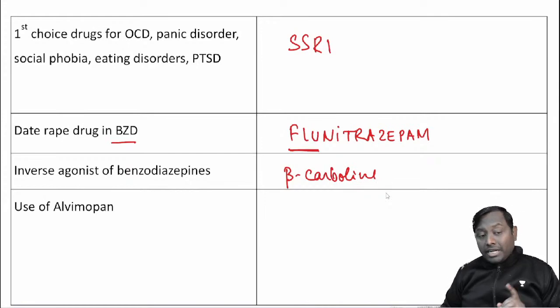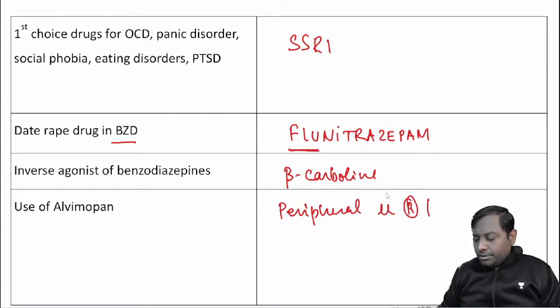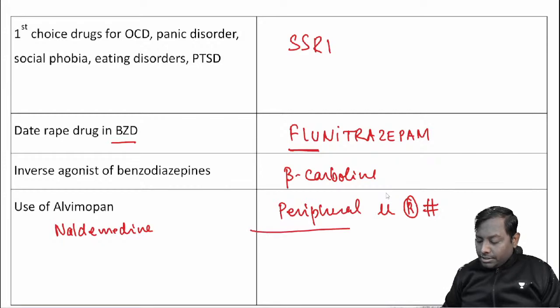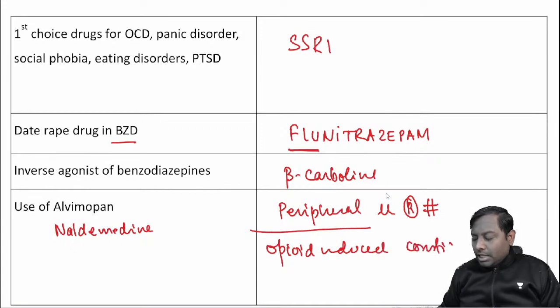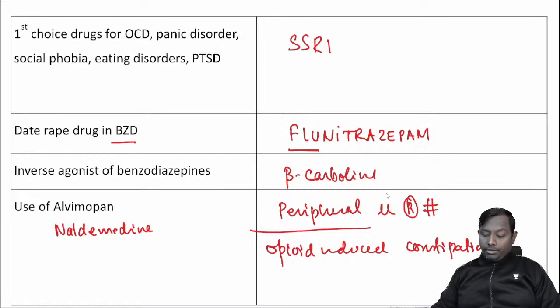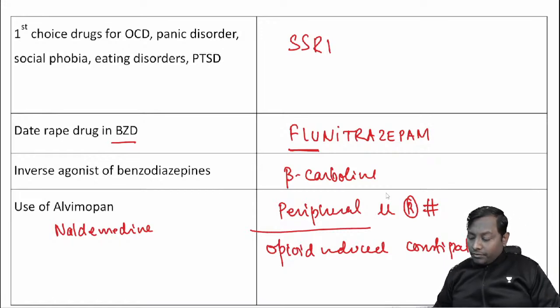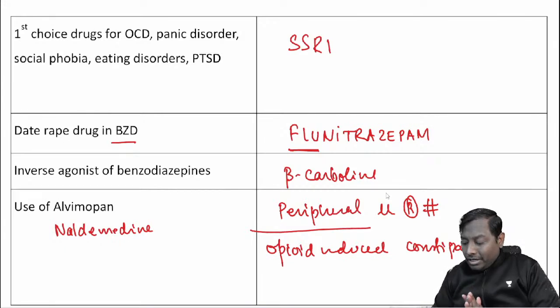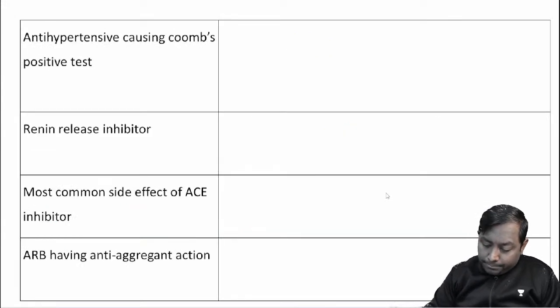And do not forget alvimopan. They are actually peripheral mu opioid receptor antagonists. So they are alvimopan, naldemedine. They are mainly utilized in opioid-induced constipation, without causing withdrawal symptoms. Remember, that's a very important thing: we can use this class of drugs in a patient with opioid-induced constipation without causing withdrawal symptoms. Unlike naloxone and others, which can also be used but will definitely cause withdrawal symptoms. Okay.